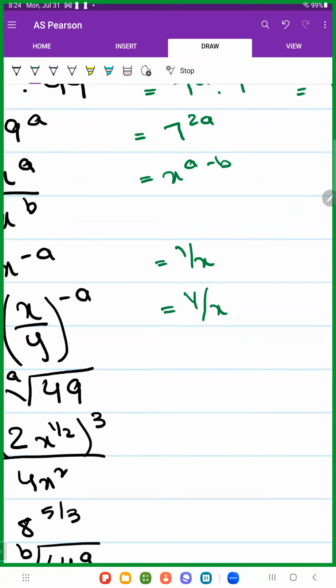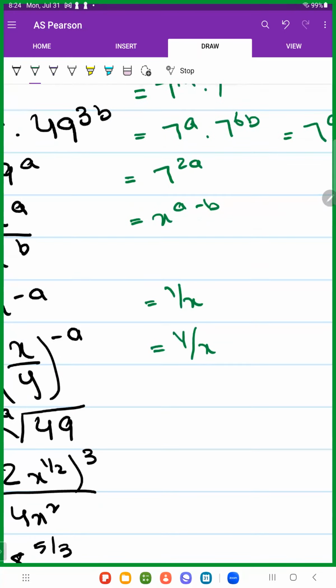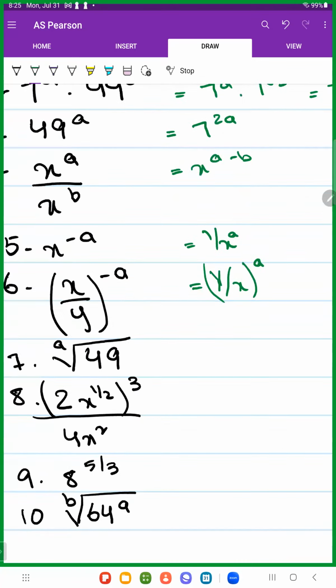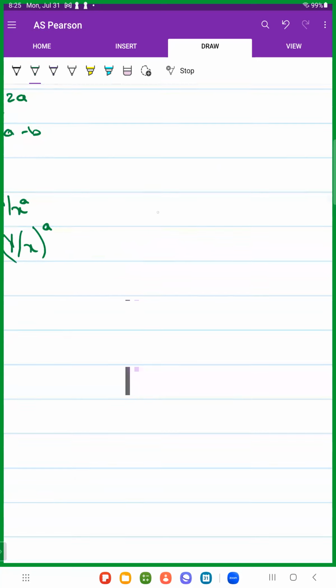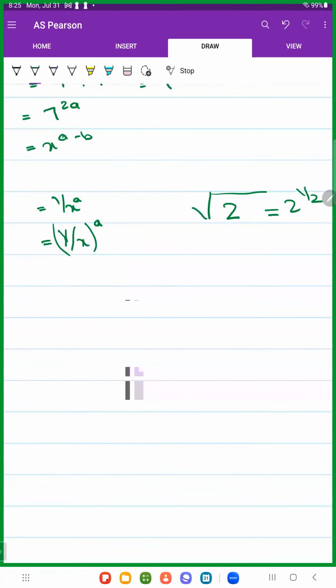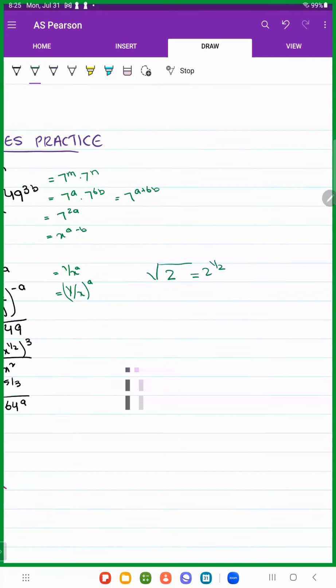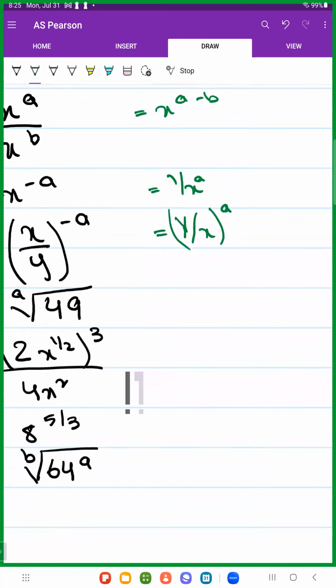Only 1 over x? Yes. 1 over x to the power a. Okay. Yeah, I got it. All right. So tell me, what is the power of under root? If I want to write 2 under root, what's the power? This is how you're supposed to solve this also. So it's 1 over what?